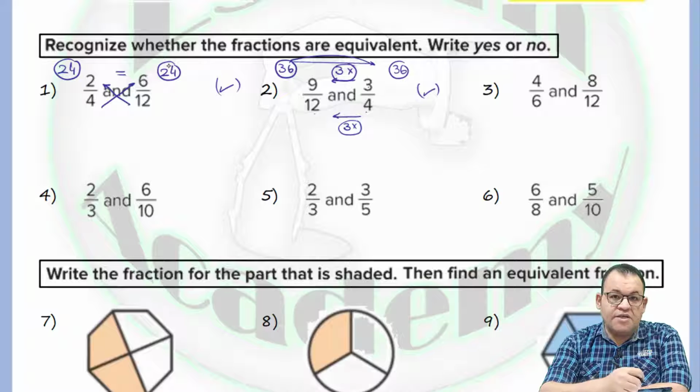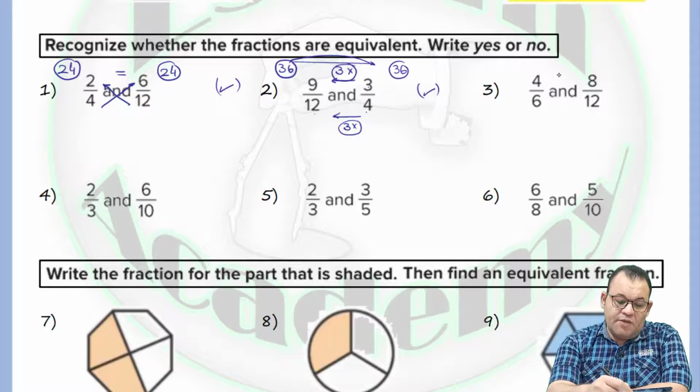So we have two ways now. You can choose which one is easy for you. Again, for question number 3. From 4 to 8, you just multiply by 2. From 6 to 12, you also multiply by 2. Because you multiply by the same number up and the same number down, they will be equivalent fractions.